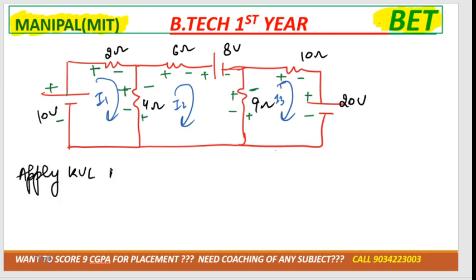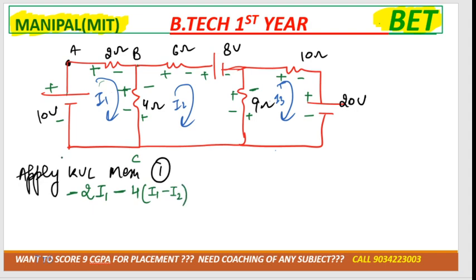Apply KVL in mesh 1. So start from the corner from A to B. We have to take the second sign. Second sign is minus. 2 current is I1. B to C. Second sign is minus. 4 current is I1 minus I2. Then C to D, nothing is there. D to A plus 10 is equals to 0.